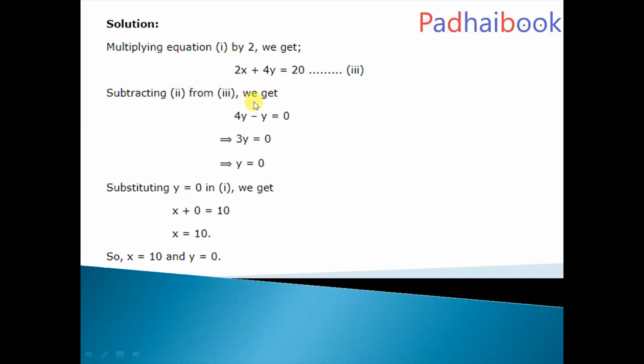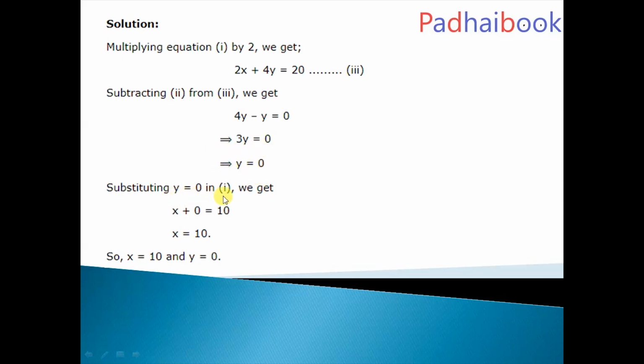So just subtract the two equations. On subtracting, I get 4y minus y is equal to 0, because on the right hand side of both the equations we have 20. So 20 minus 20, I get 0. So I get 3y is equal to 0, which means y is 0.